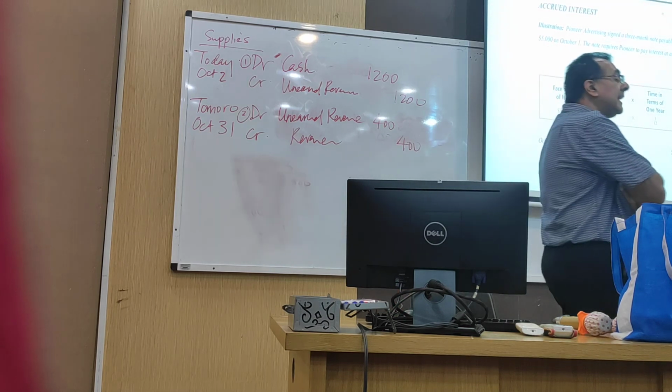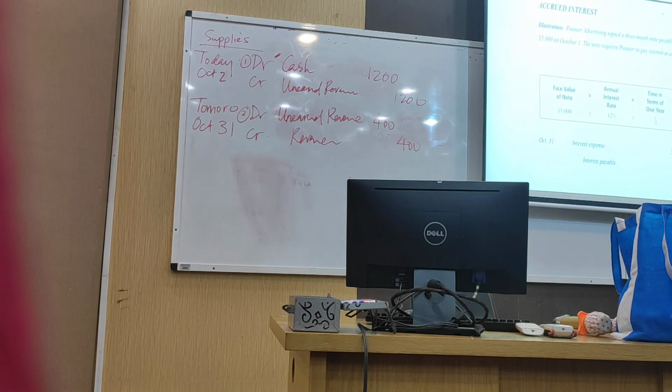Now, interestingly, with accrued revenues, I will create a receivable account. And with accrued expenses, it will always create a payable account. Why? Because cash is going to happen tomorrow. Meaning what? I'm going to receive cash if it's accounts receivable, and I'm going to pay cash if it's accounts payable.